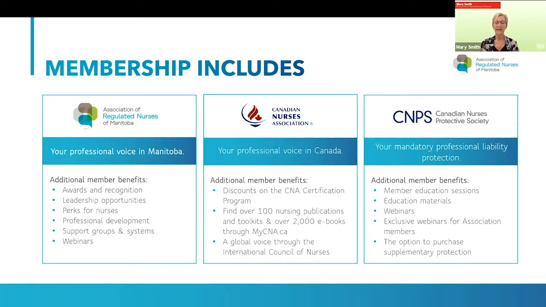Membership in the association provides 3 memberships for registered nurses and nurse practitioners. Our members who are licensed practical nurses and registered psychiatric nurses receive the 2 memberships, ourselves and CNA, as they currently access liability protection through their respective colleges. This bundled membership provides many benefits both professionally and personally, and strengthens our ability to advance the profession and influence health and social policy.